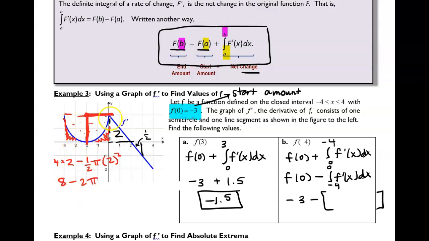That's this area here. But because essentially I'm going backwards, going from 0 to -4, I'm going to have to subtract that area. So I'm subtracting the 8 minus 2 pi. Then I have -3 minus 8, that's -11, and then minus a -2 pi. So -11 plus 2 pi there.